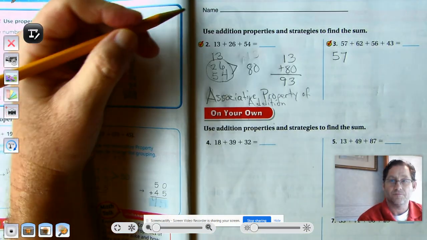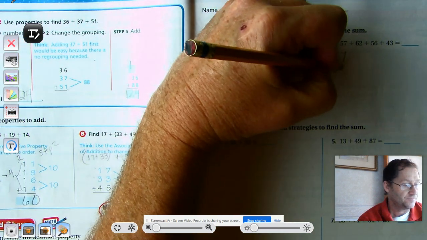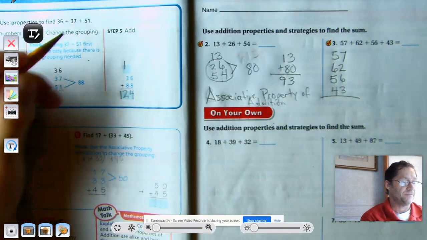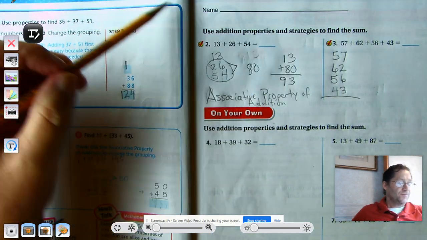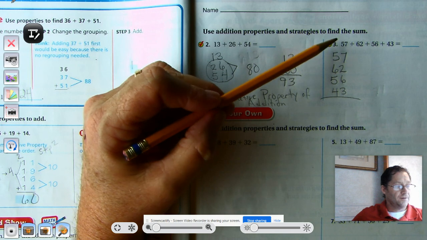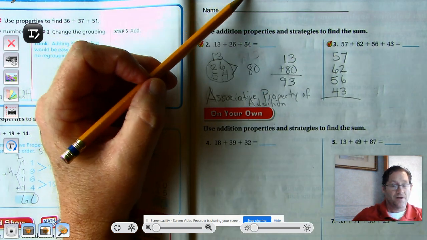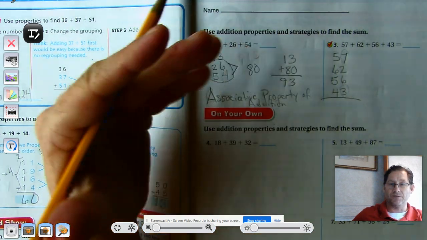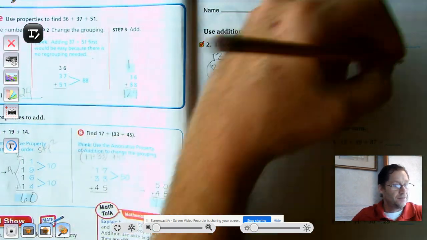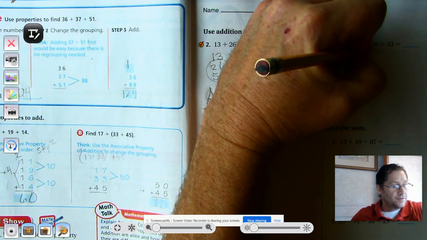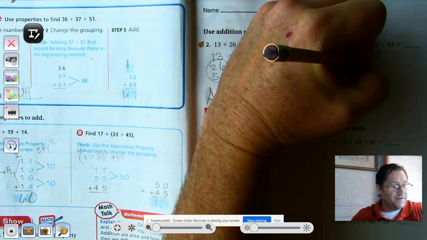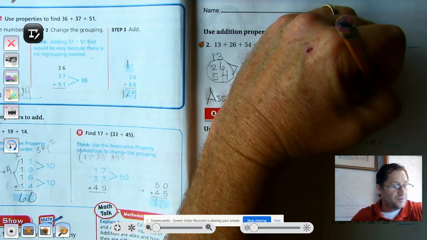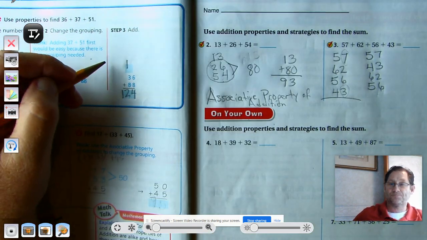Start by lining up by place value. Okay, so we've lined up all our numbers by place value. And then let's look for tens. Well, I see that 7 and 3 is a 10. So I want to rearrange those numbers so that I have 57 plus 43 plus 62 plus 56.